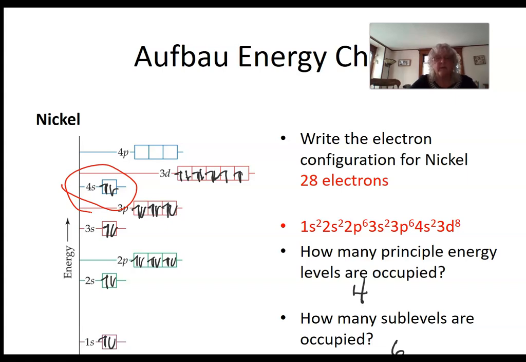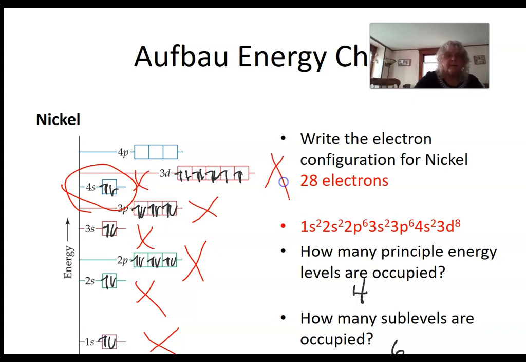If I want to know how many sublevels there are, each of these lines that goes across is a sublevel. So I'm basically counting these up, and I have 1, 2, 3, 4, 5, 6, 7, not 6. Apparently I counted wrong when I put that in there for you. So when I'm writing them, I'm also writing them by sublevels. So there's the 1s sublevel, the 2s sublevel, like that.